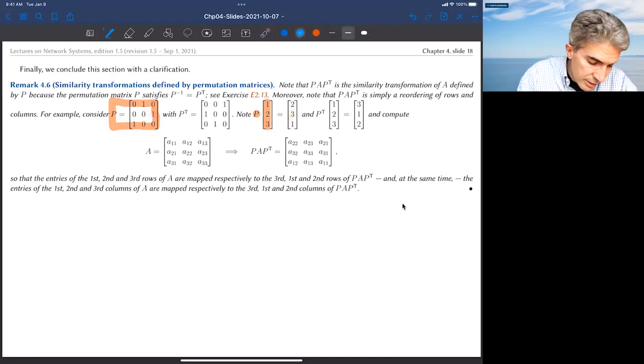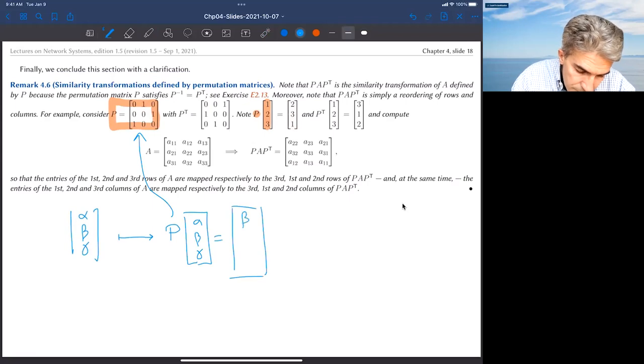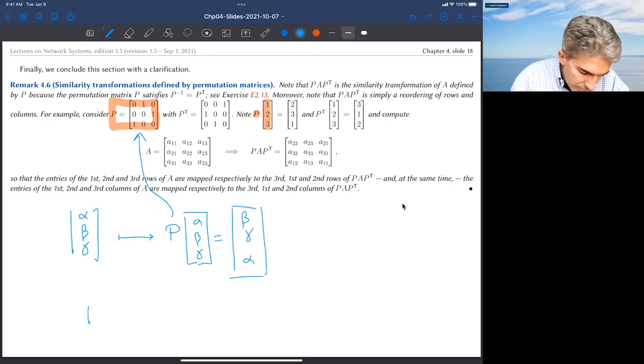What does that mean? Actually, maybe I could have used a different notation. Imagine I have a vector (alpha, beta, gamma). Then when I apply my P matrix, exactly that one, to (alpha, beta, gamma), I get a reordering of the entries: (beta, gamma, alpha). Perfect. So a permutation matrix just permutes the position of the entries of a vector when you apply P to it. If you want to bring the entries back in the same order, you should apply P inverse to (beta, gamma, alpha), and you get back the original vector.